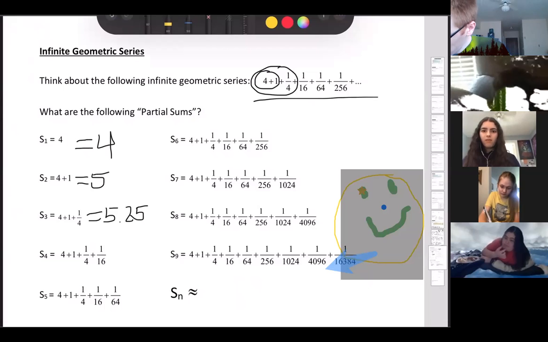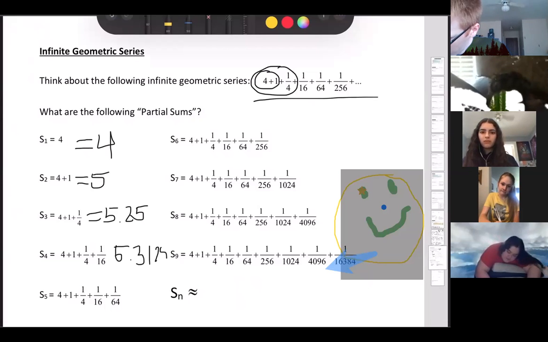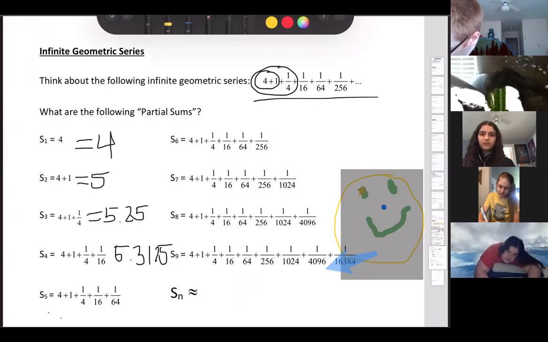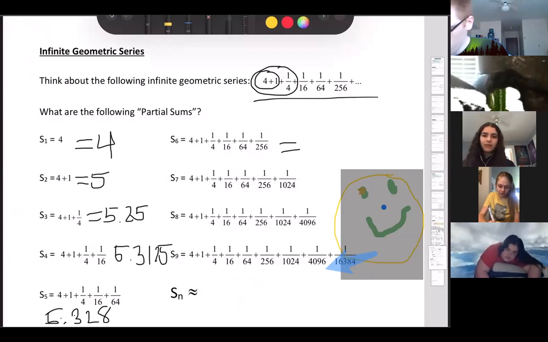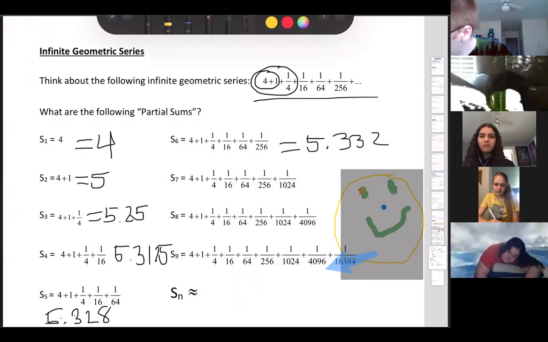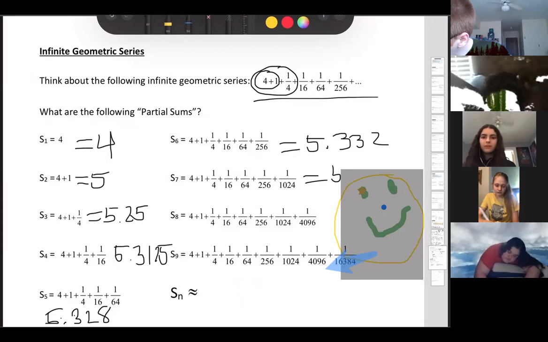This next one, you're going to see it's 5.3125. Whoa. The sum of the first 5 terms would be 5.328. I went ahead and did these so that if you plug these in, you'll see that's how I'm getting these decimals. This next one's about 5.332. S of 7 is about 5.333.